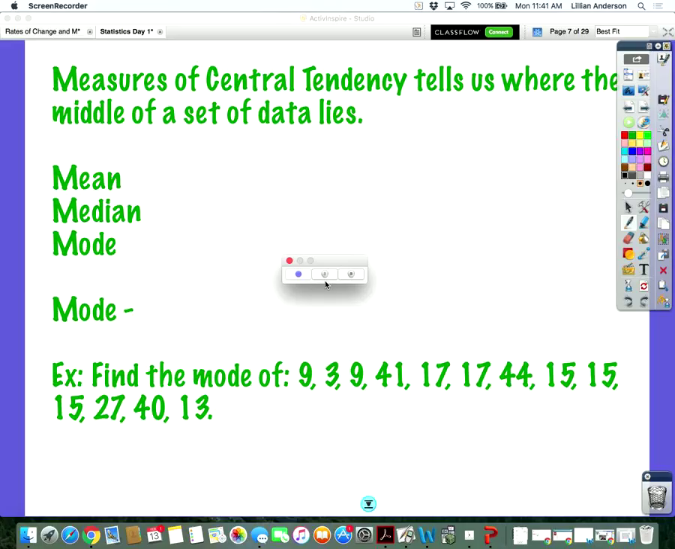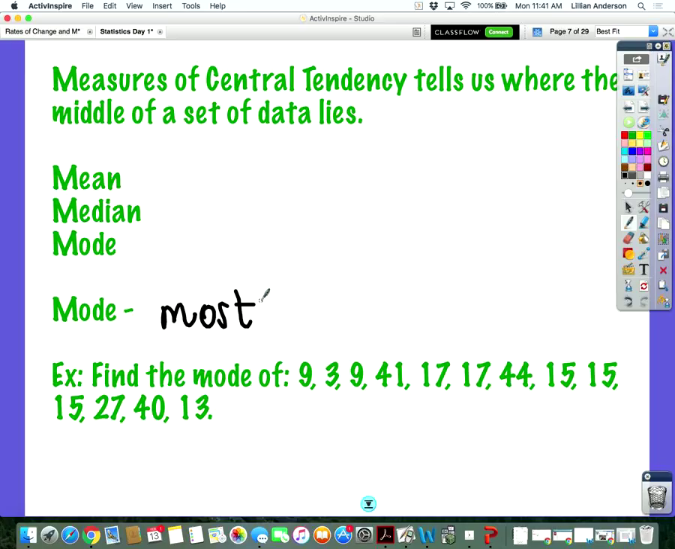Mode means what? Mode means most. The one that shows up the most often. So, an example: find the mode of this data. Our mode is 15, the one that shows up the most. It shows up 3 times. Sometimes they'll ask you to find the mode. You take those points, you smile, you say thank you, and you keep it moving.